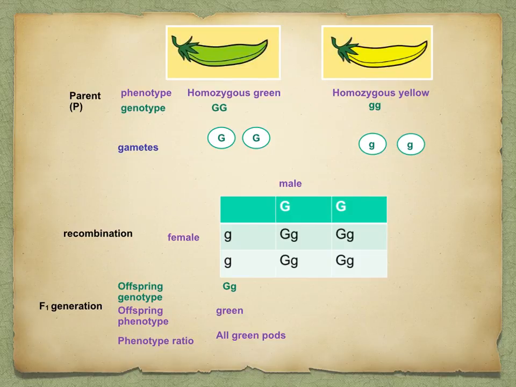Then you're going to write the word F1 generation, and you're going to write genotype, phenotype, ratio. So the offspring genotype is capital G, small g, and it's for all of them. The phenotype, which is the observable characteristic, is green, and the ratio is that you've got all green pods. So take note of these different steps. You have to write parent, phenotype, genotype, gametes, recombination, you do your Punnett square, F1 generation, you write genotype, phenotype, phenotype ratio.